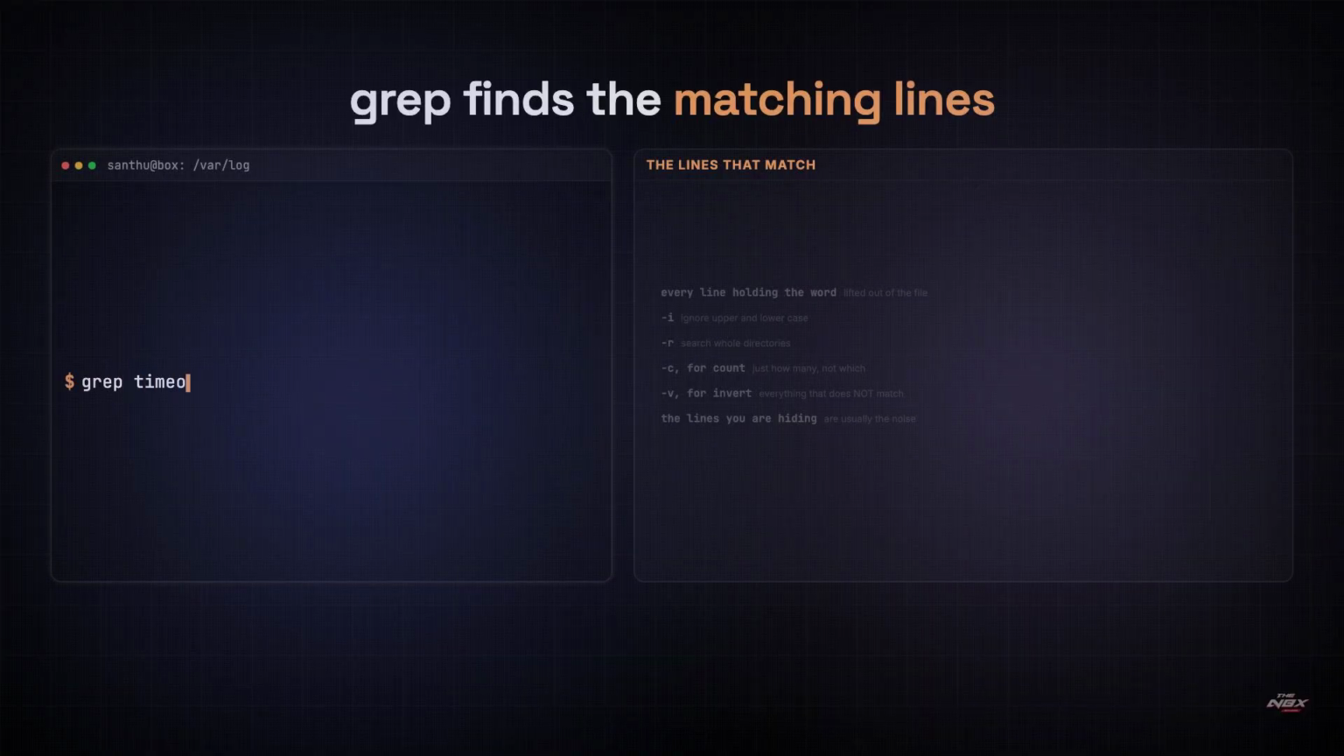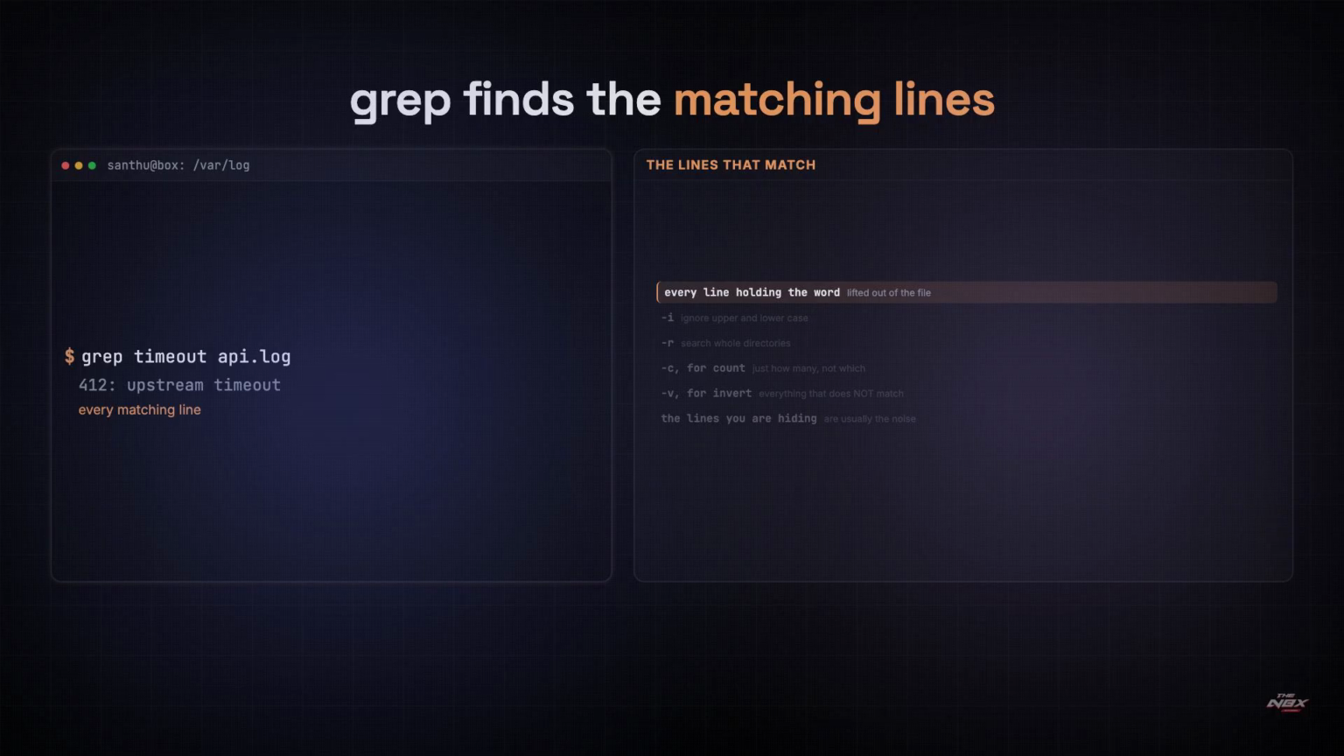grep searches inside files and prints every line containing what you asked for, which makes it the single most used tool on this list. The name comes from an old editor command, global regular expression print. A few flags carry most of the weight.